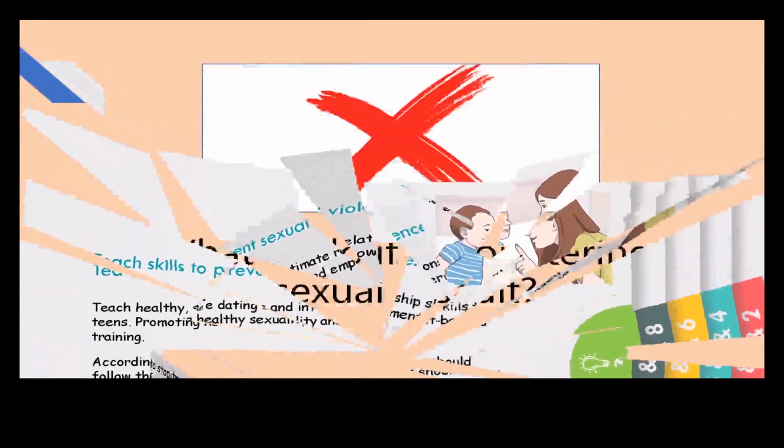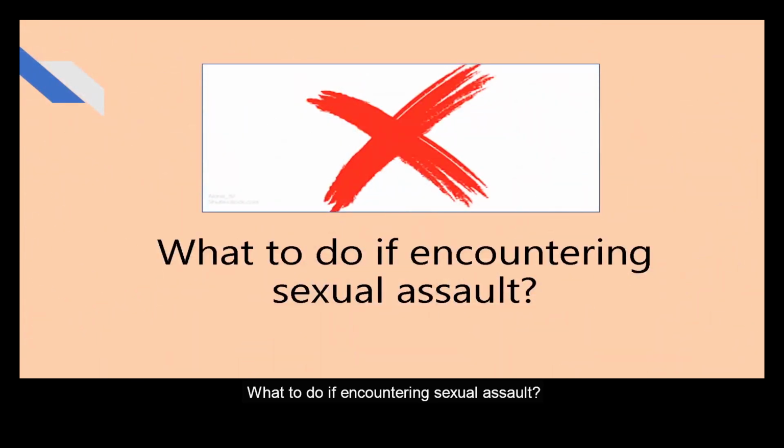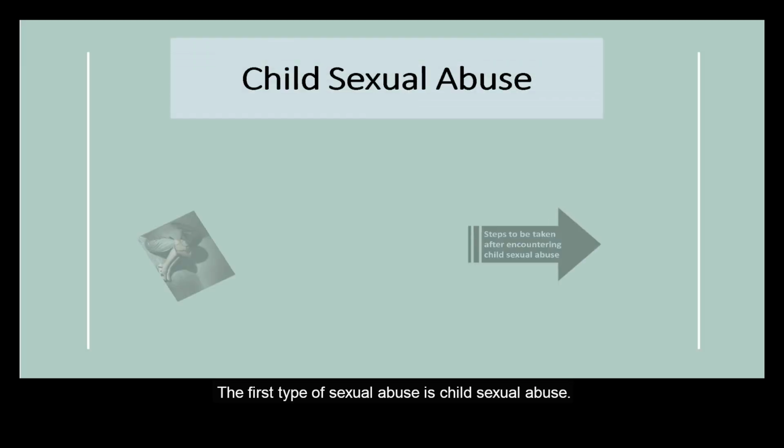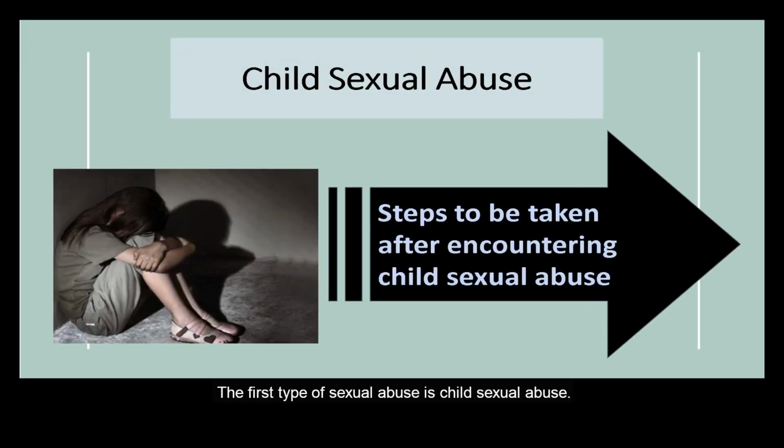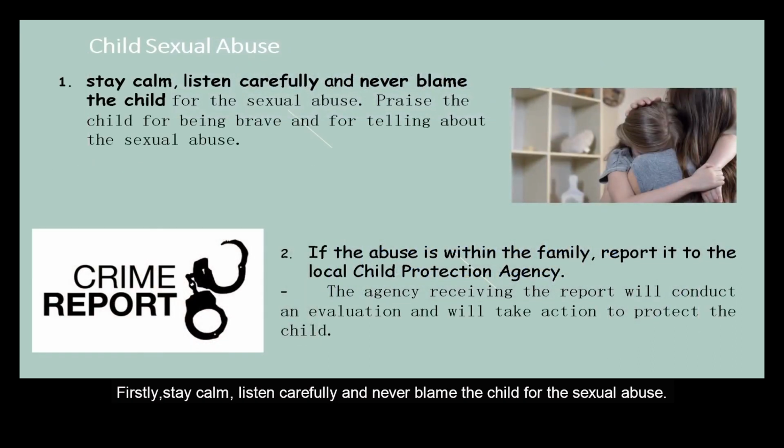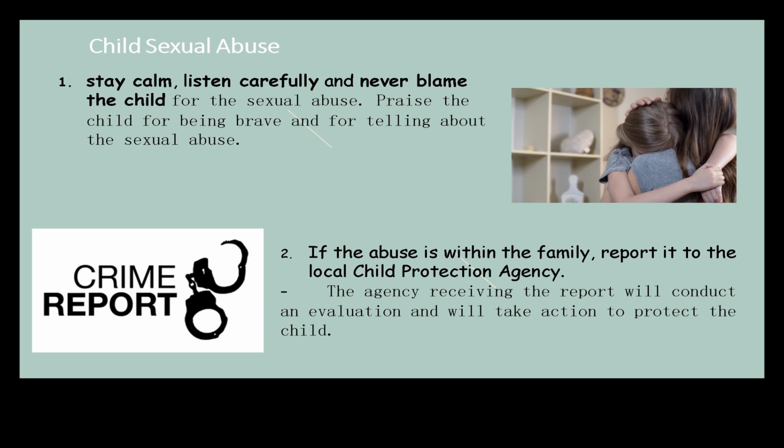What to do if encountering sexual assault? The first type is child sexual abuse. To begin with, what are the steps to be taken after encountering child sexual abuse? Firstly, stay calm, listen carefully, and never blame the child for their sexual abuse. Praise the child for being brave and for telling about the sexual abuse.